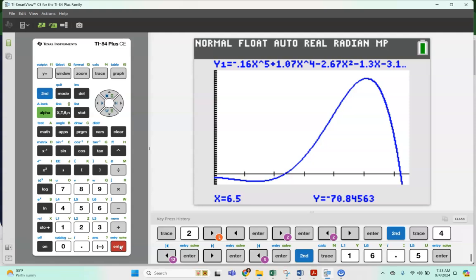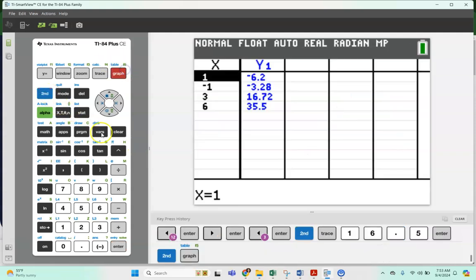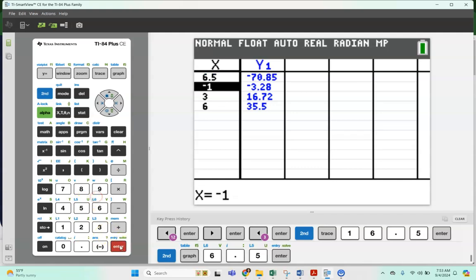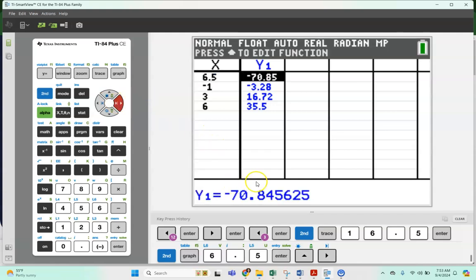So the absolute minimum is negative 70.846. That's one way. Or we can go to table. Second table, and actually put 6.5 there. There's another option. Either way, you get the same answer. Isn't that cool? It is rounded a little bit, but it should be the same. If you move your mouse there, it shows you the more detailed value. Okay, I hope that helped.